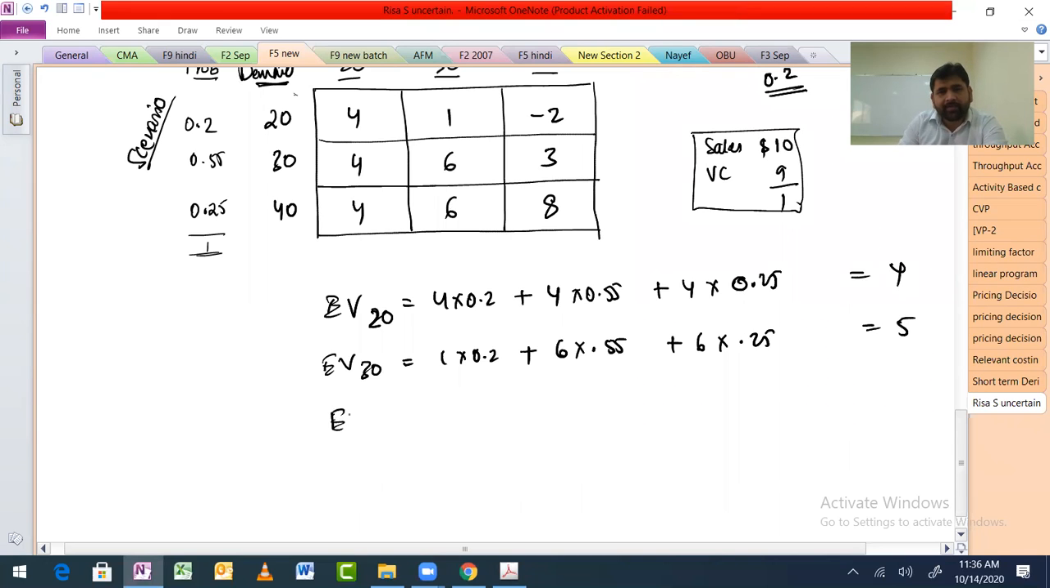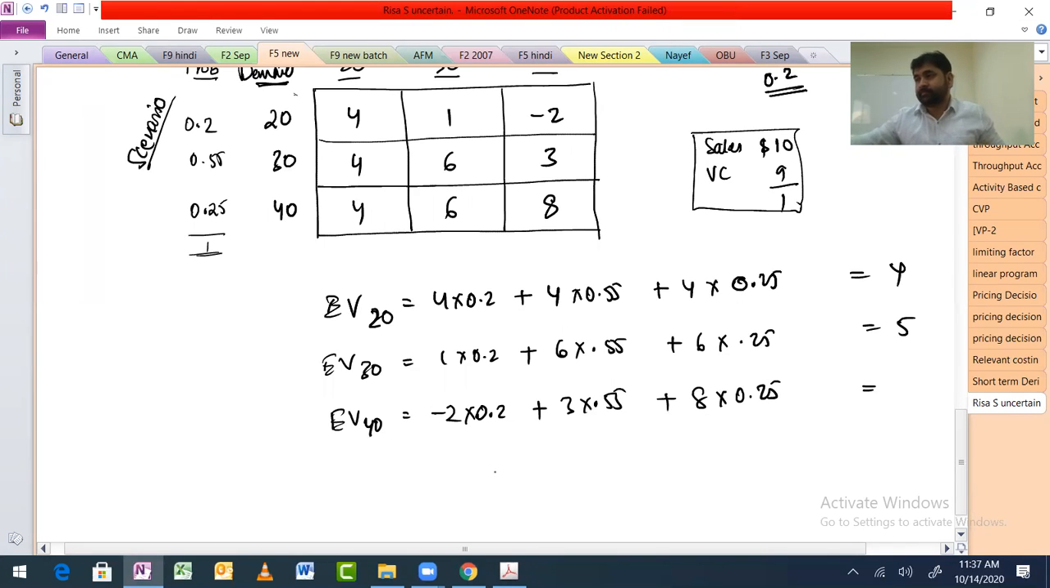And expected value at 40 will be how much? So minus 2 into 0.2 plus 3 into 0.55 plus 8 into 0.25. Do the maths and tell me. There is a minus, remember. How much do we get? 3.25. How much? 3.25.